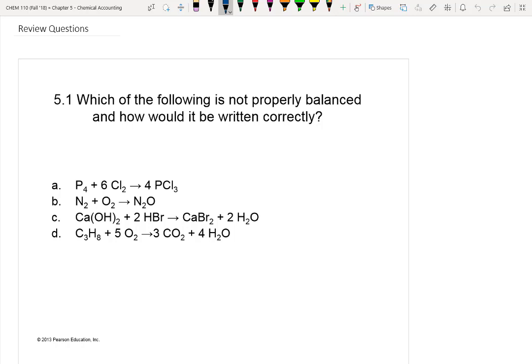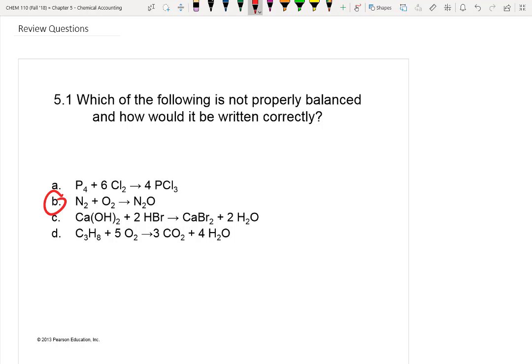If we look at the first one, I'm seeing 4 phosphorus on the left. I'm seeing 4 on the right. That looks good. 12 chlorines, so it looks to me like A is okay. If we look at B, I've got 2 nitrogens on the left, 2 on the right, 2 oxygens on the left. Oh, only 1 on the right. So it looks like B is not correct, but let's go and double check C and D.